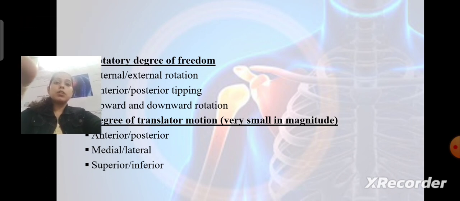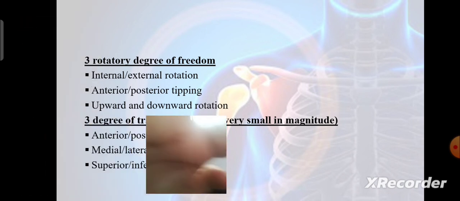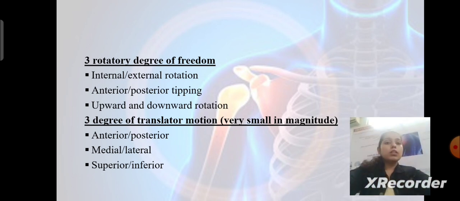Now, the range of motion of the joint. It shows 3 rotational degrees of freedom and 3 degrees of translatory motion. The 3 rotational degrees include internal and external rotation, second anterior and posterior tipping, and third upward and downward rotation. The 3 translatory motions, which are very small in magnitude, are first anterior and posterior, second medial and lateral, and third superior and inferior.